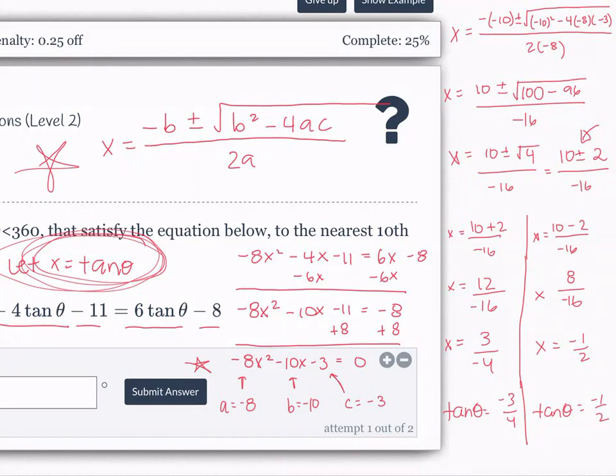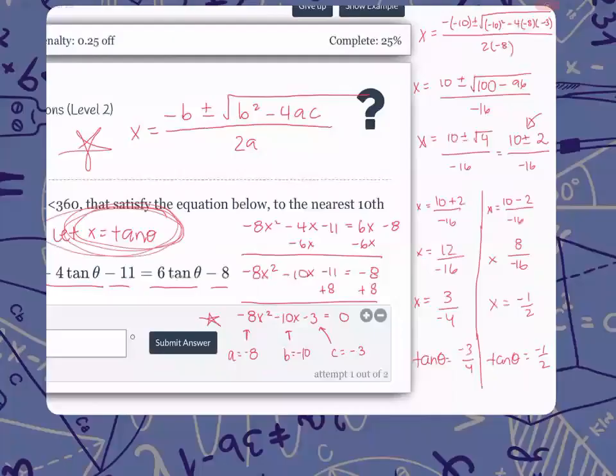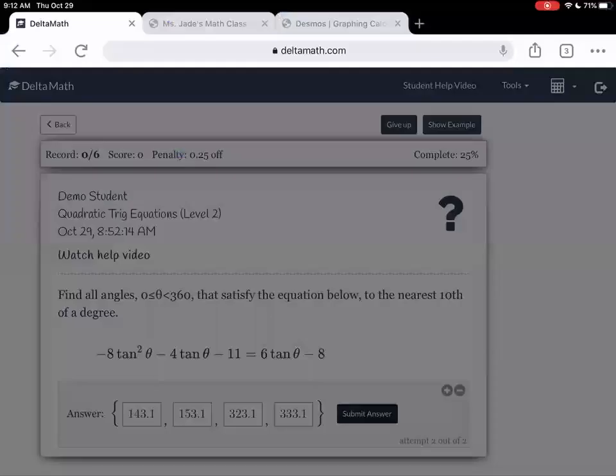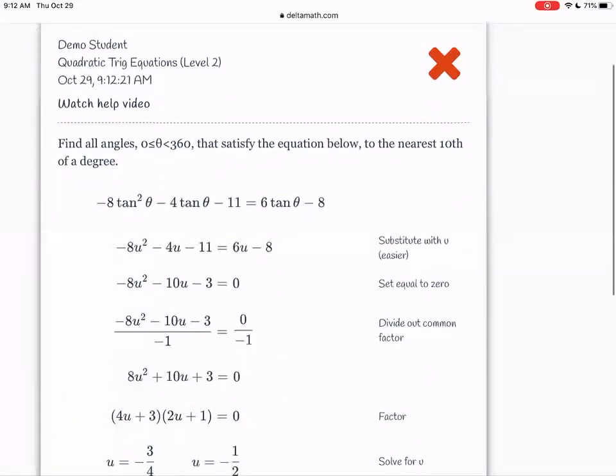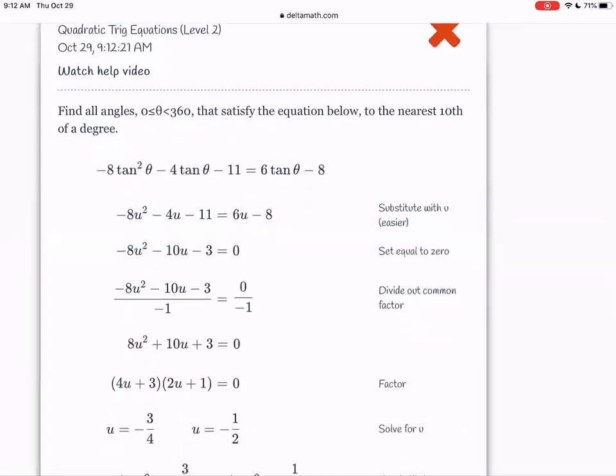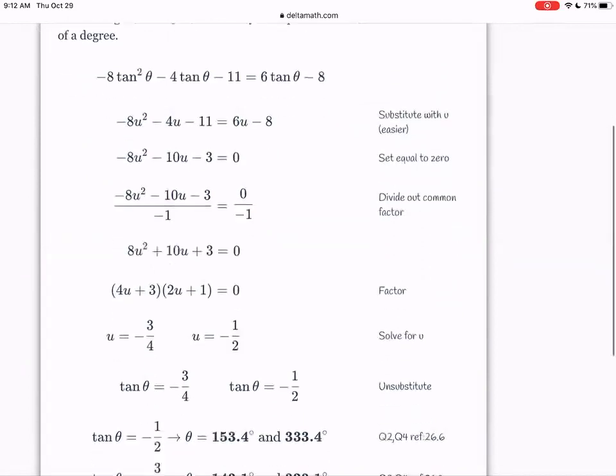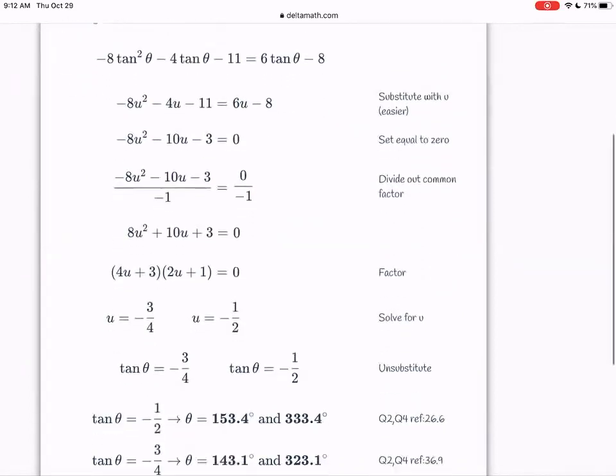Okay. I think for the sake of time, what I should do is just get the problem wrong a second time so that we can look at the Delta Math solution, because class is going to be over in 8 minutes. So let's go ahead and get this wrong again, and then take a look at the solution. Okay, so they're replacing everything with u instead of with x. Same thing though. Then they factored it. They still got the negative 3/4 and the negative 1/2.